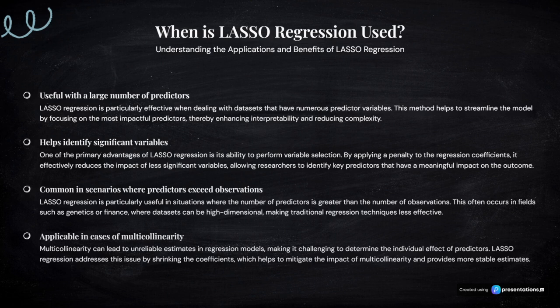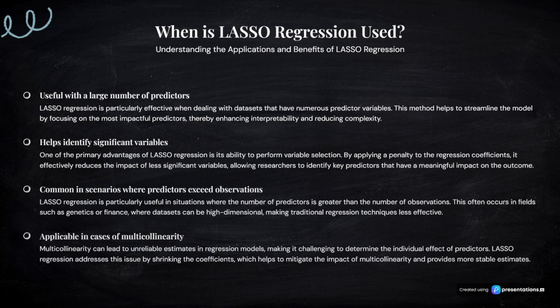Next is common in scenarios where predictors exceed observations. LASSO regression is particularly useful in situations where the number of predictors is greater than the number of observations. This often occurs in fields such as genetics or finance, where datasets can be high-dimensional, making traditional regression techniques less effective.